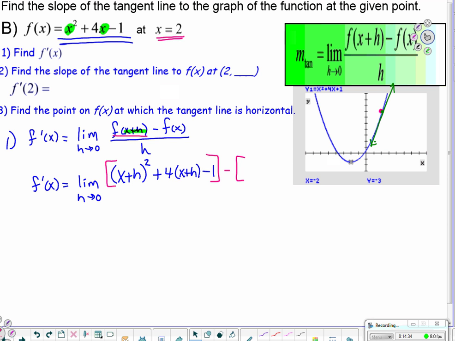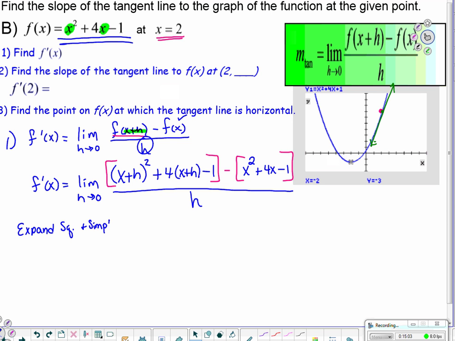Subtract. Now let's get the second part of our function. Now we're doing this one, f of x. Well, f of x is as shown, x squared plus 4x minus 1. That is all divided by h. So there we go. We have the layout. Now let's expand that squaring and simplify what we can.